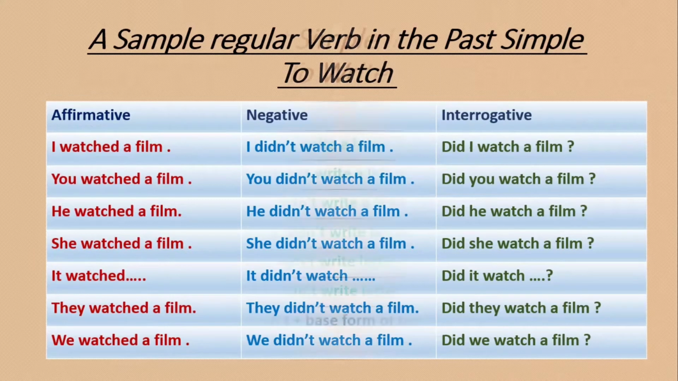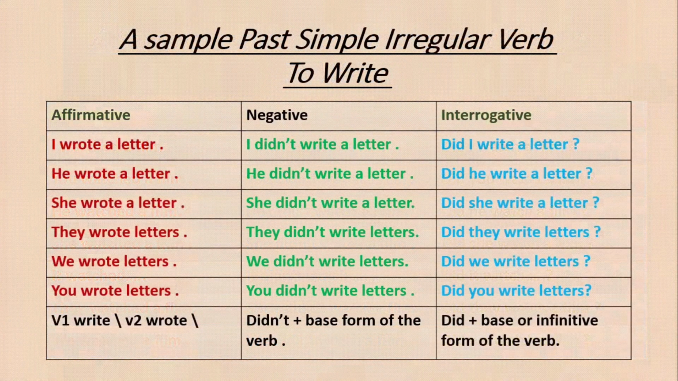Here is another example, but with an irregular verb, which is to write. Write in the second form is wrote. So it will be wrote all the time, for whatever subject: I, he, she, they. And in a negative form, it will be didn't write with whatever subject, no change. And in the interrogative, did plus the subject plus the base form plus the object or the complement of the sentence.